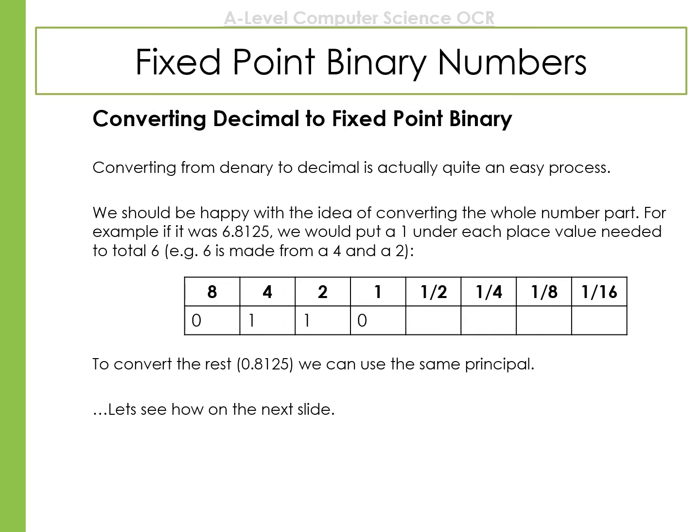So this actually makes it quite an easy process. And hopefully you're happy with the idea of converting the whole number part at the front. So you can see in this example it would be 6, the first part. We'd put a 1 under each of the value places that we would need, so the 4 and the 2, to make the 6. The rest, we can use the same principle.